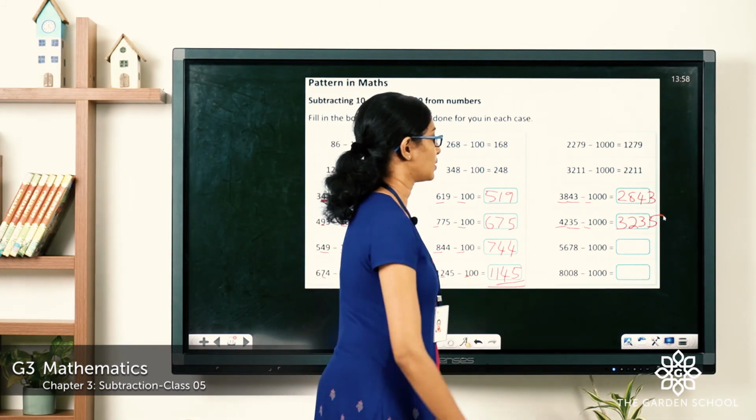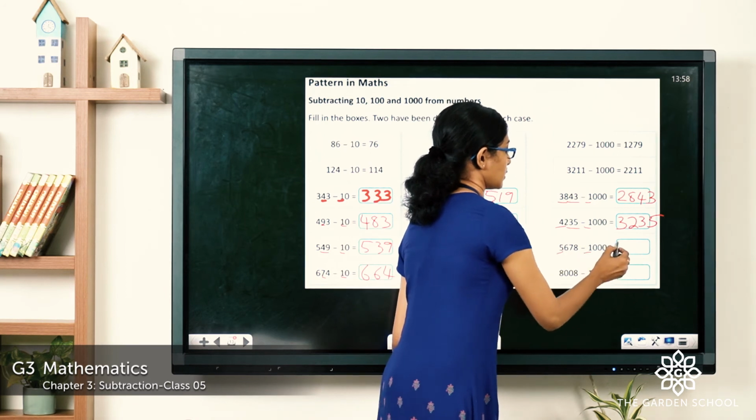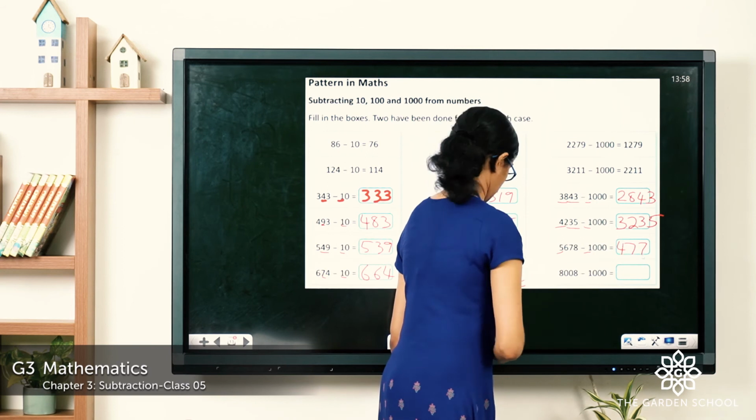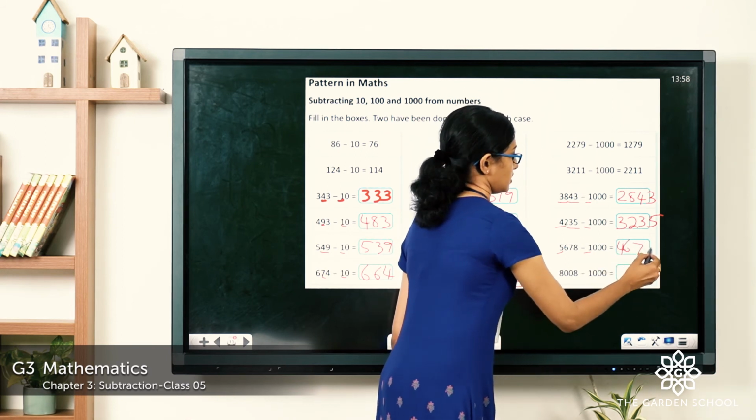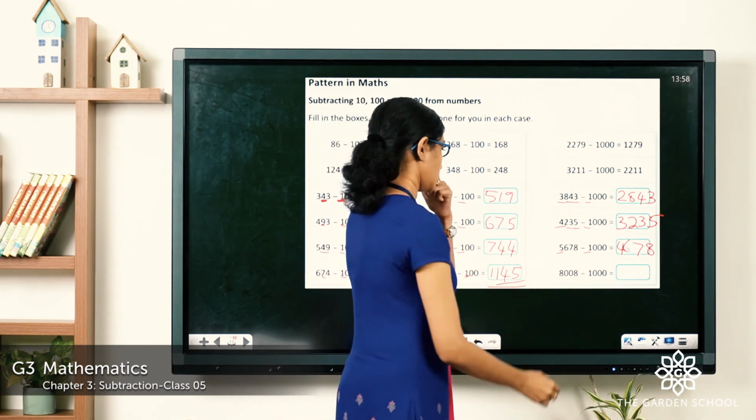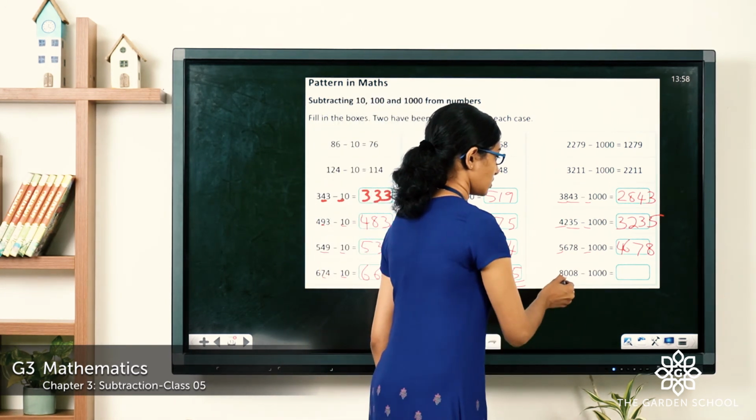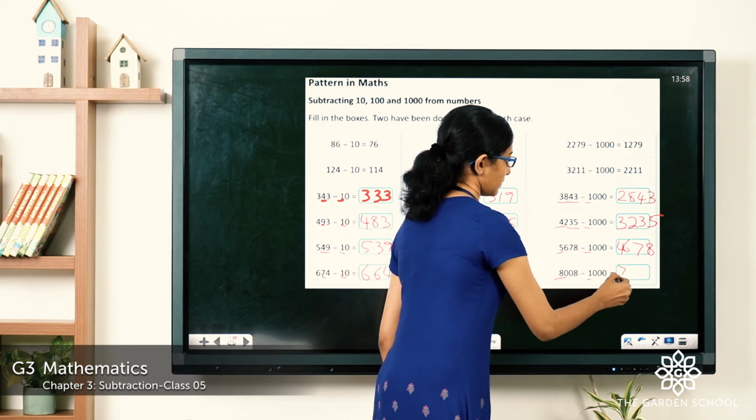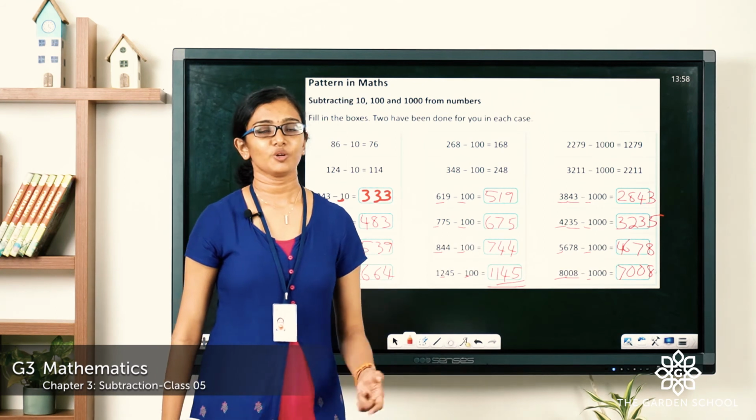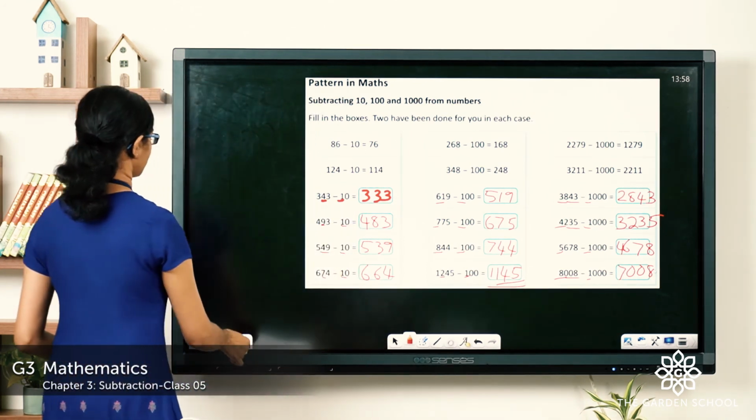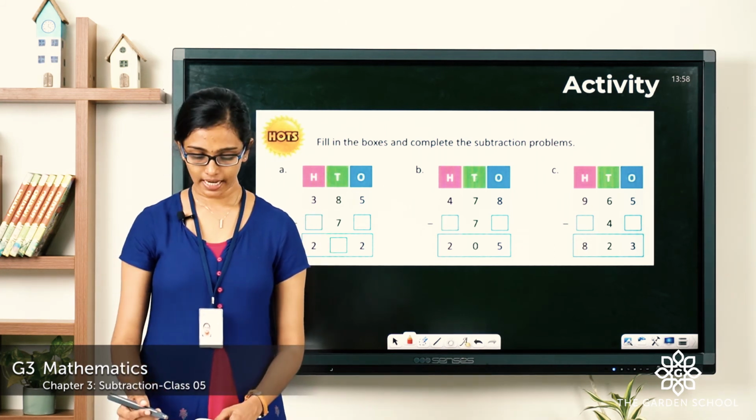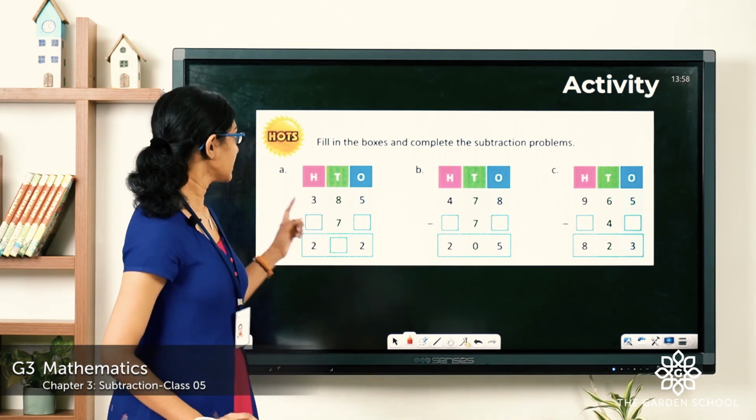5678 minus 1000. It is 5 minus 1, 4, 6, 7, 8. So here the answer is 4678. Now 8008 minus 1000. 8 minus 1, 7. Then it is 7008. Hope your answers are correct. Now, if you are done with that, just below that you can see this heading, HOTS.